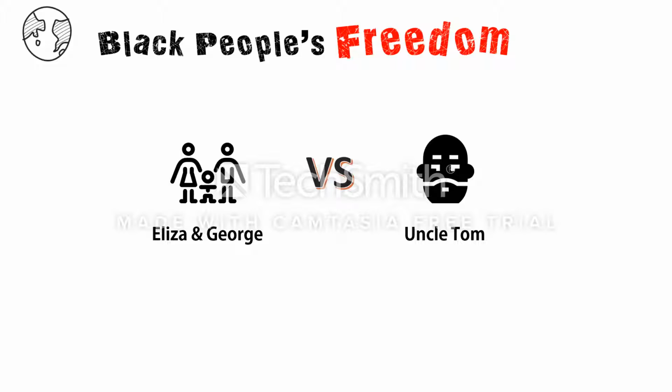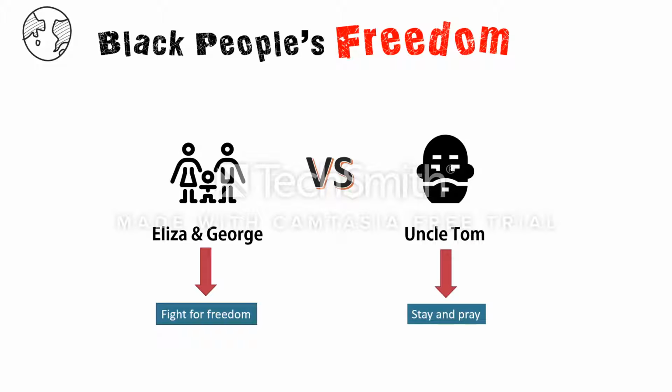First is about Eliza and George. They choose to fight for freedom, and another is Uncle Tom. They stay and pray. It's obvious that the novel mainly talks about and supports Uncle Tom's point of view. But actually, most modern people prefer Eliza and George's way to fight for freedom because they think that you need to do something, not just wait. You need to at least tell other people that you need freedom. It's impossible to get freedom if you just wait.